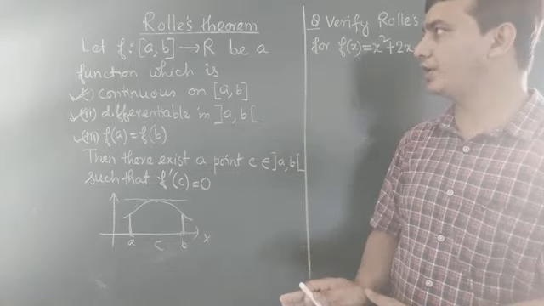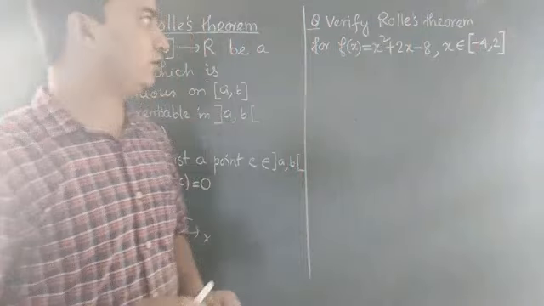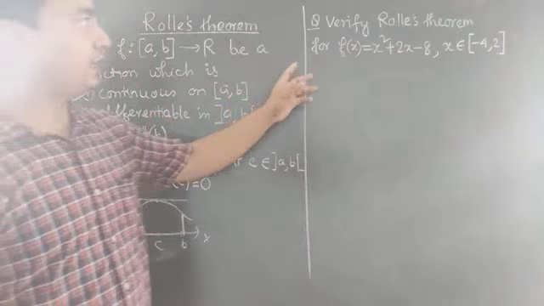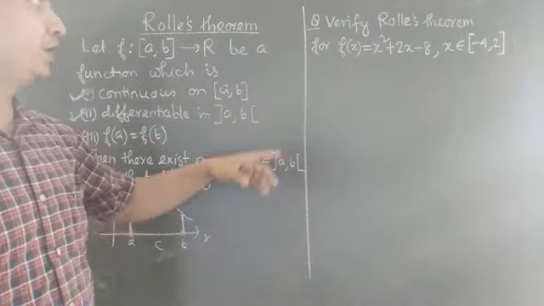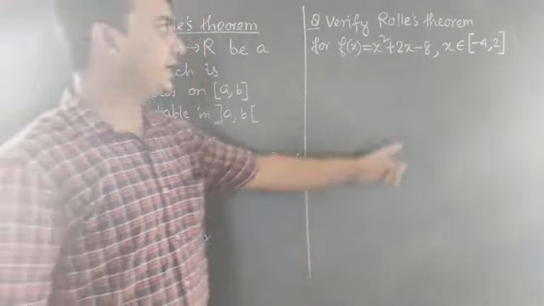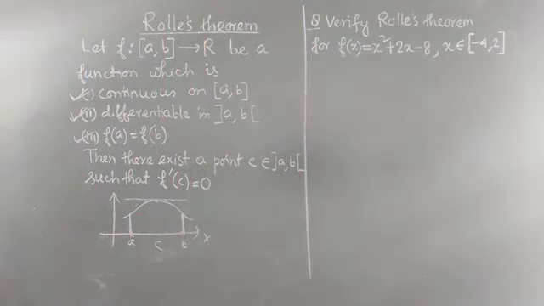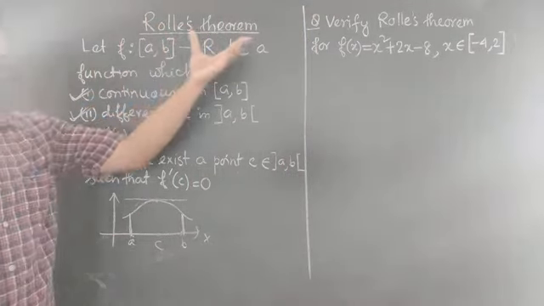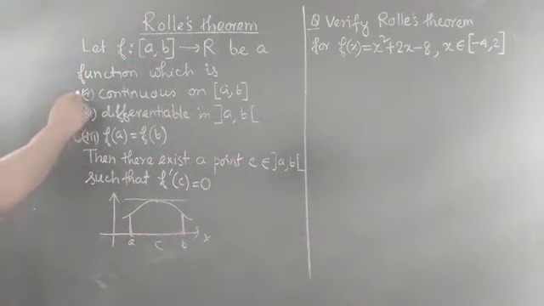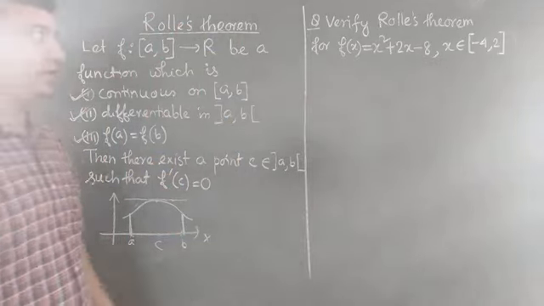This is a very important theorem in calculus. Now at the higher secondary level, what type of question may arise in board examinations? The question may come in this way: verify Rolle's theorem for the function f(x) equals x square plus 2x minus 8, where the domain is [-4, 2]. So what we have to do here is verify Rolle's theorem. So what are the conditions of Rolle's theorem? These are three conditions. We have to satisfy these three conditions for this function.